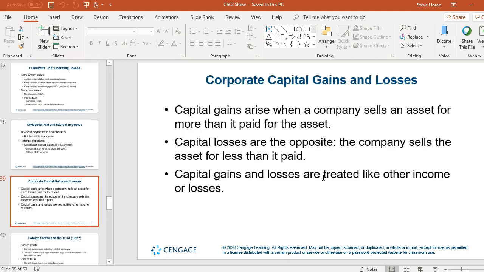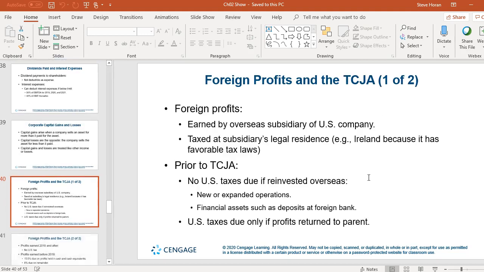And then corporate capital gains and losses. Capital gains arise when companies sell an asset for more than it paid. Losses are the opposite. Capital gains and losses are treated like other income for corporations. They still pay the 21% on those.